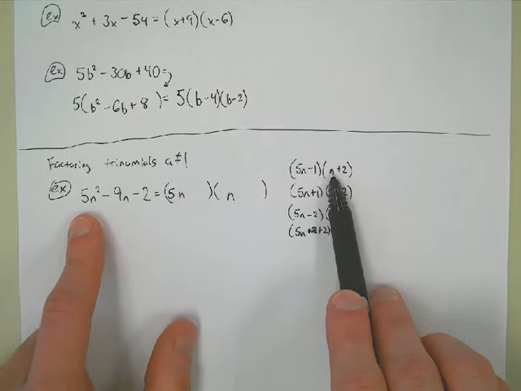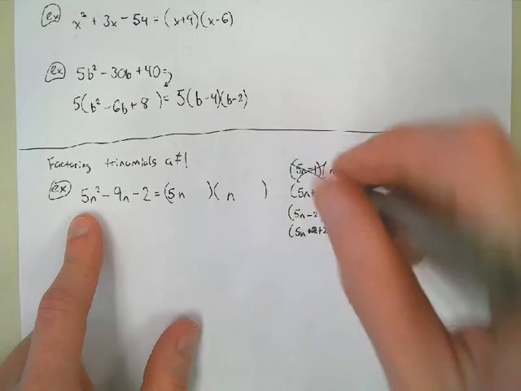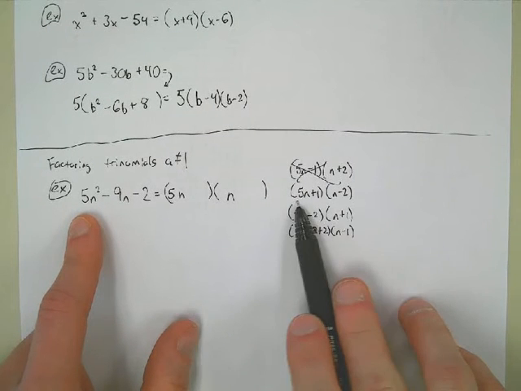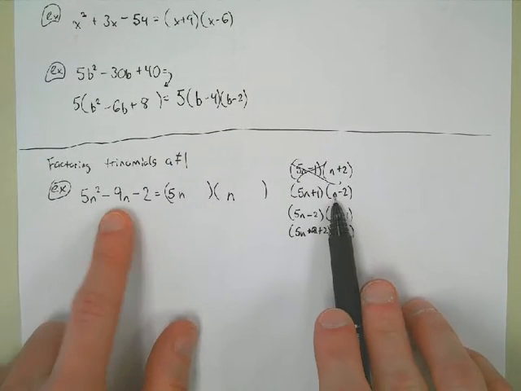So it's actually not that one. So it's the second one. Well, let's check the second one. 5n times a negative 2 is negative 10n, plus 1n, negative 9n. 1 times negative 2, negative 2. So yeah, it's actually the second one here.